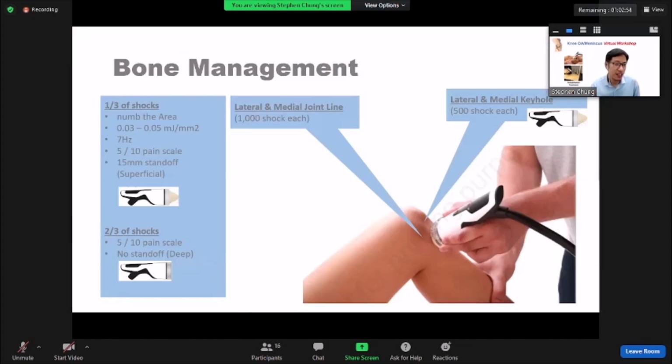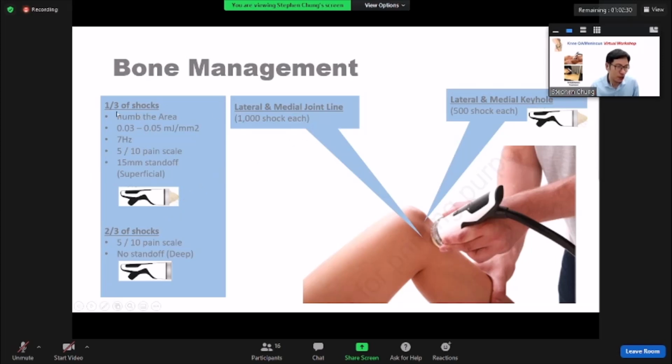Now here is a short summary on the bone management with the focus shock wave. Both lateral and medial joint line, 1,000 shocks for each. And then we try to address both of the keyholes, 500 shocks for each. And remember to numb the area, the desensitization, before you start the treatment on the joint line.